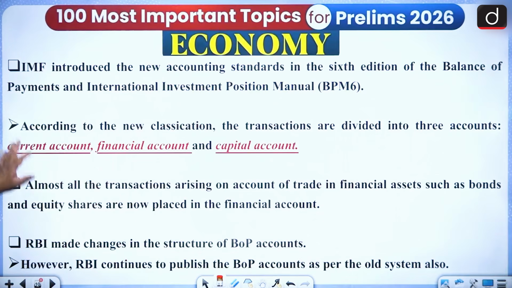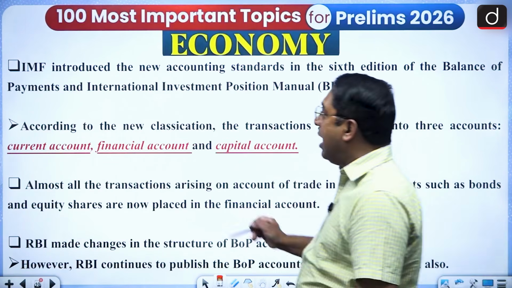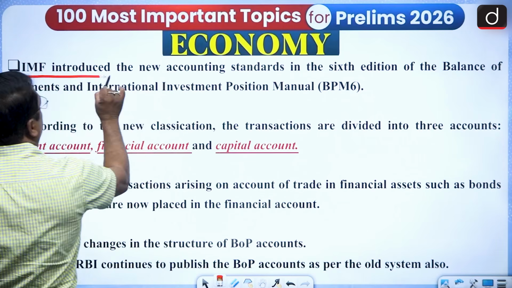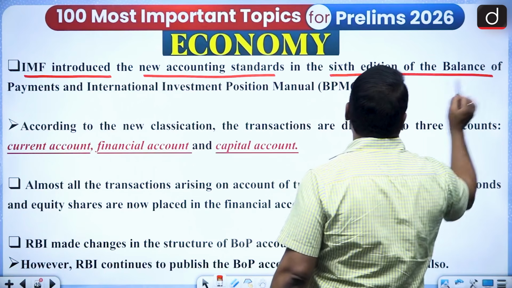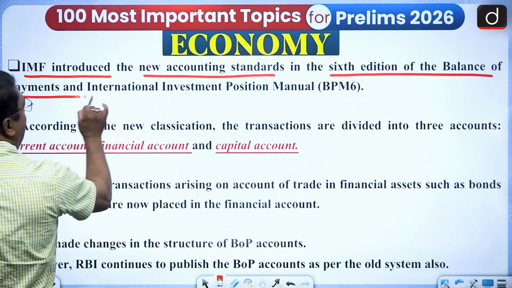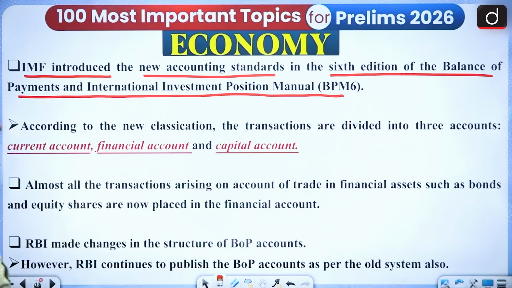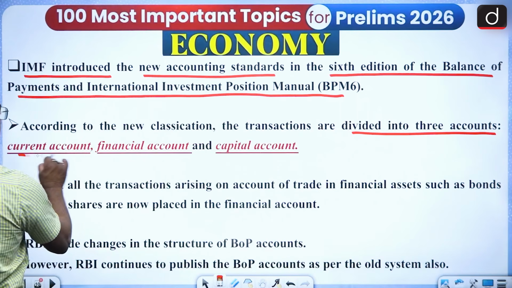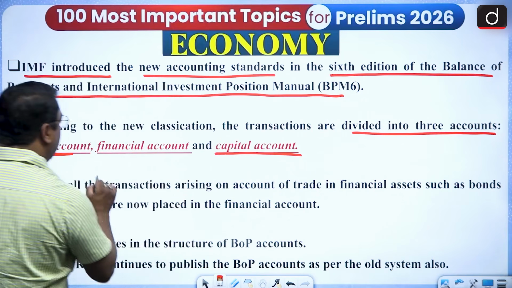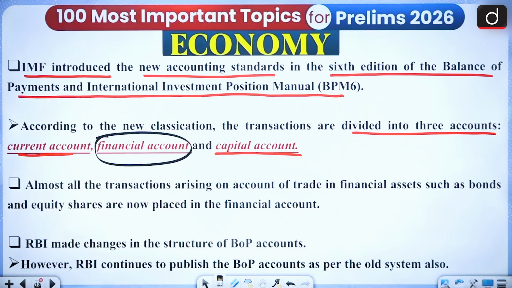And lastly, we can say that apart from the current and the capital account, the IMF has introduced a new accounting standard in the 6th edition of the Balance of Payments and International Investment Position Manual. According to it, there are 3 accounts: one is the current, the other is the capital, and the third one which it has added is the financial account.